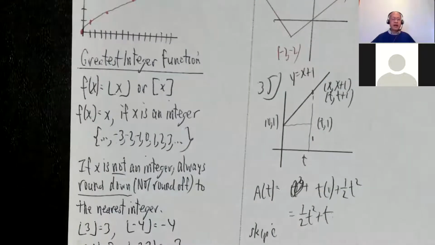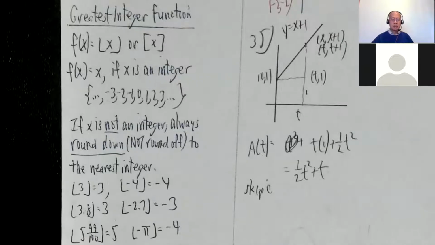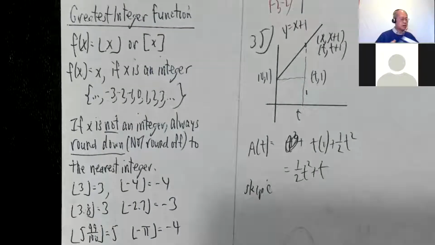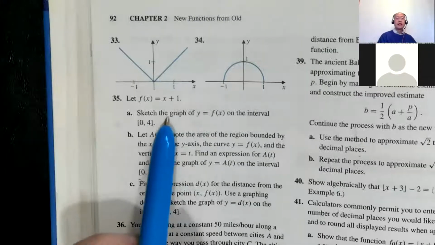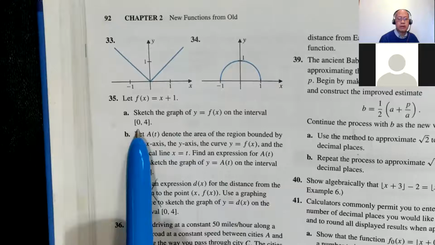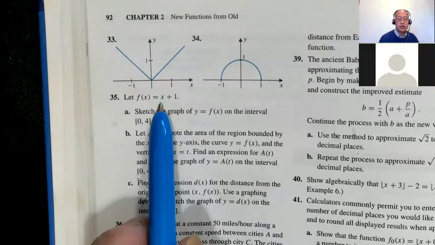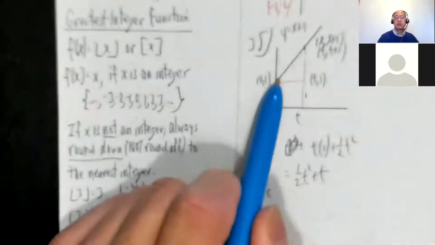Now, 35, I'm going to skip C. So 35 skips C. At f of x equals x plus 1, sketch the graph of f of x on the interval from 0 to 4. Well, that's easy. Slope is 1, y-intercept is 1. So it goes up something like that.